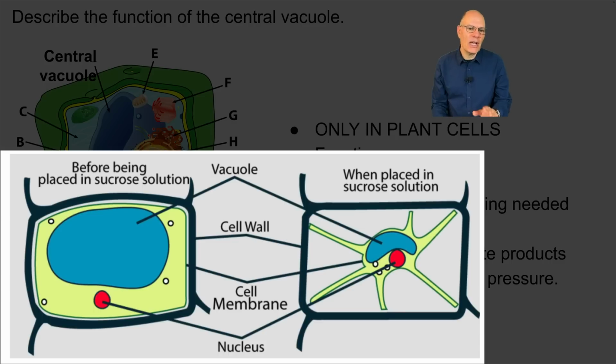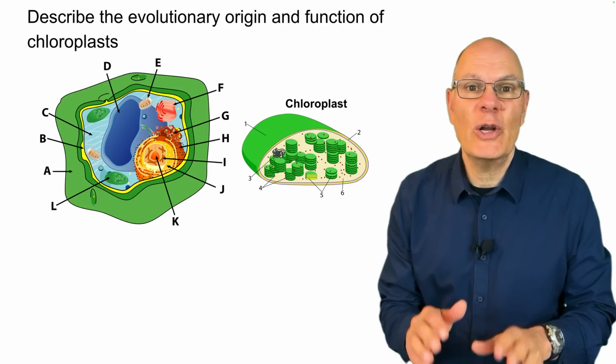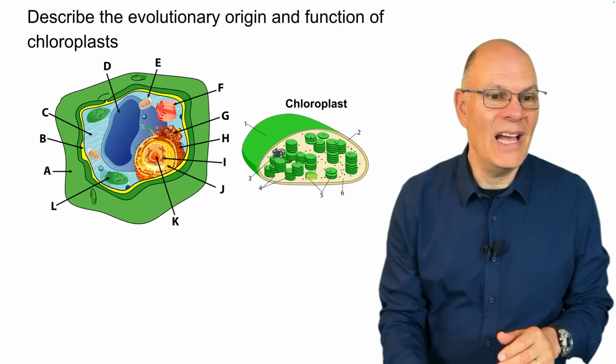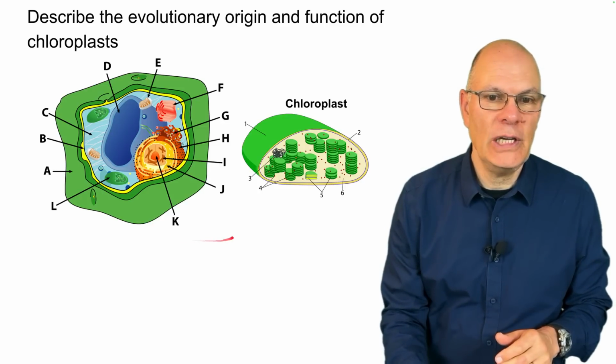We'll talk about this in the context of osmosis, the movement of water, but as water flows into a cell, it creates outward pressure that keeps plant cells full, firm, upright. They're not wilting. Describe the evolutionary origin and function of chloroplasts. Here are chloroplasts over here.